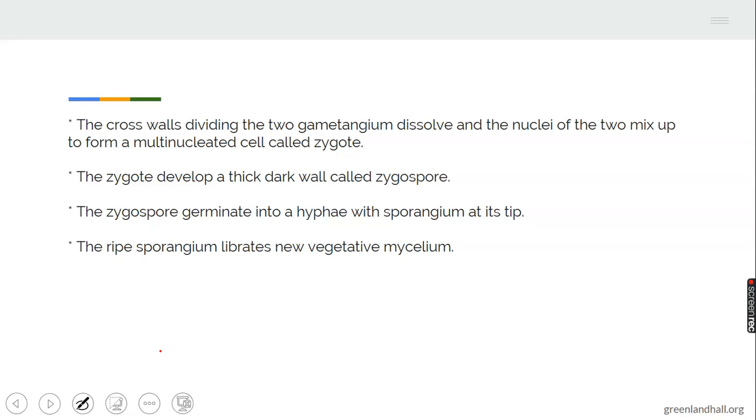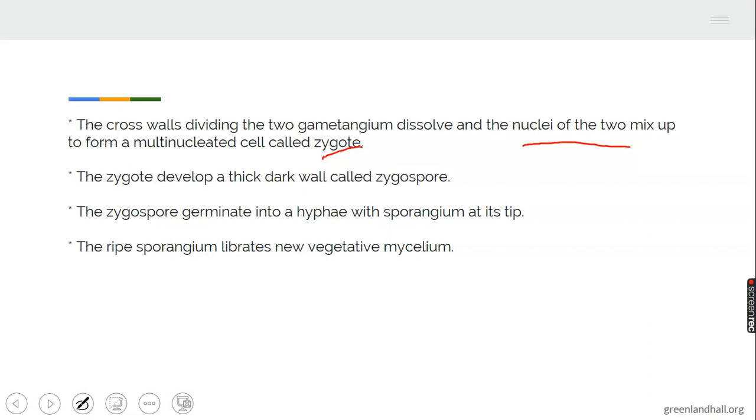After that, the cross wall dividing the 2 gametangia dissolves, and the nuclei of the 2 mix up to form a multinucleated cell called zygote. That means after this cell wall dividing the 2 gametangia dissolves, and the nuclei of the 2 mix up, that is the 2 organisms that come together, mix up to form a multinucleated cell called zygote.